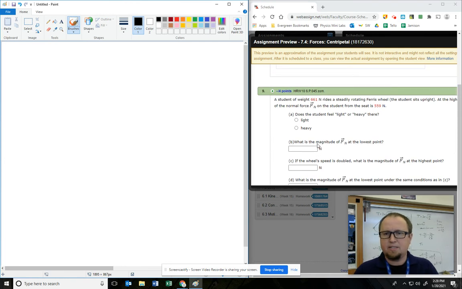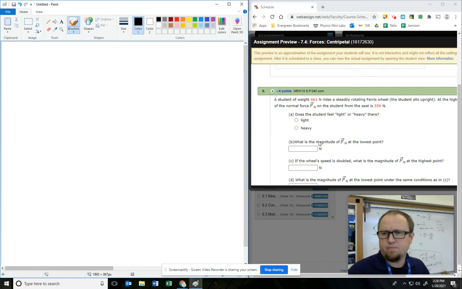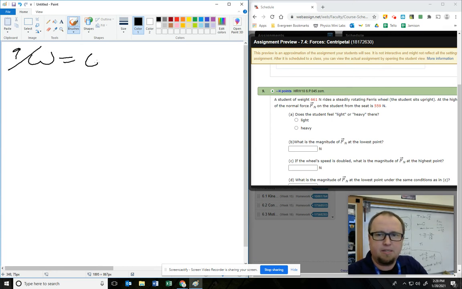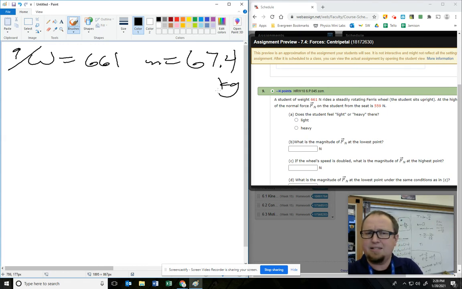Number nine. Student weighs 661 on a Ferris wheel. Ferris wheel goes like this. The student's actual weight on number nine is 661, which means they have a mass: divide that by 9.81. Their mass is 67.4 kilograms. I just divided it to get their mass.